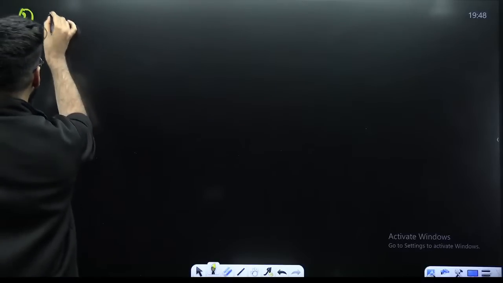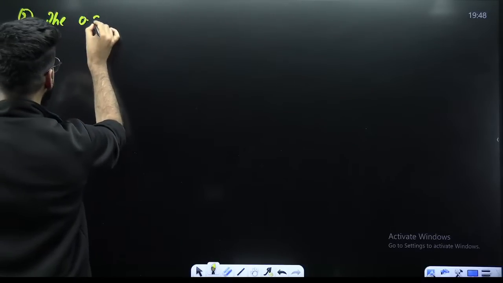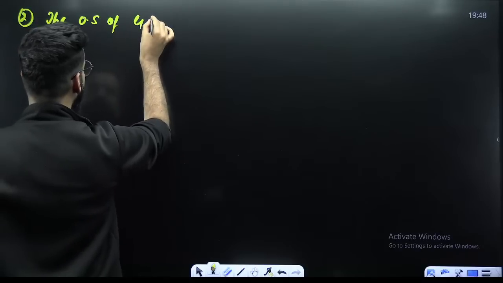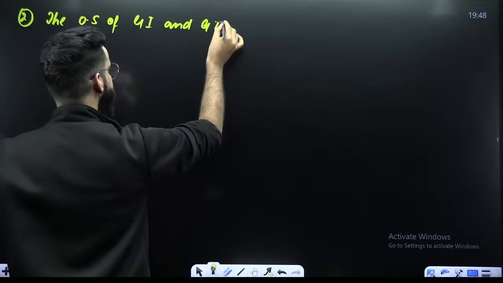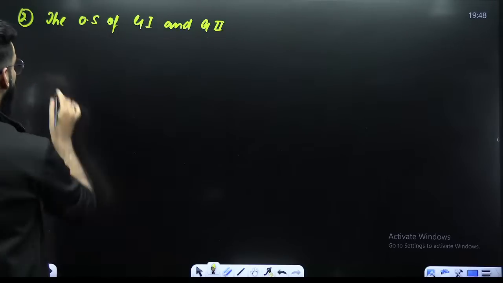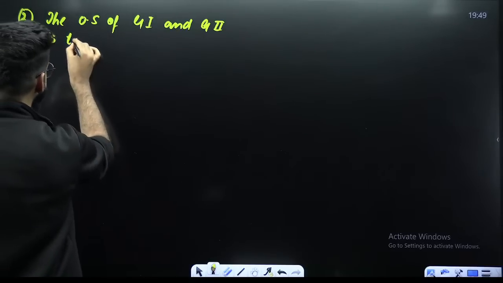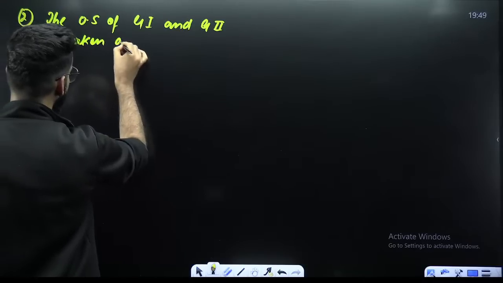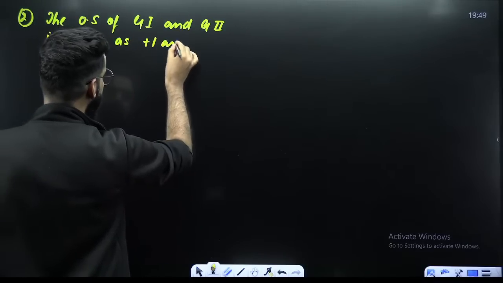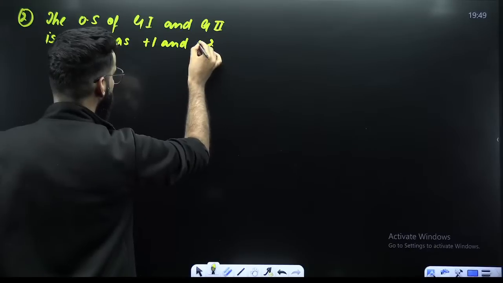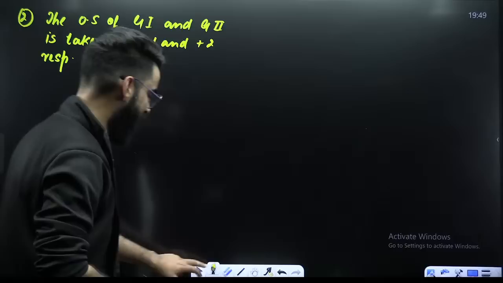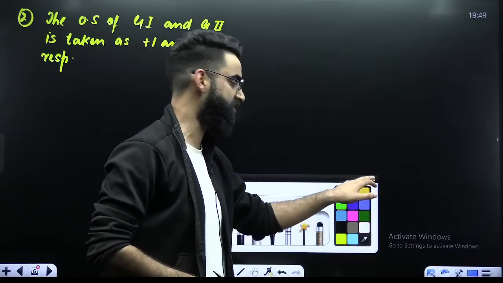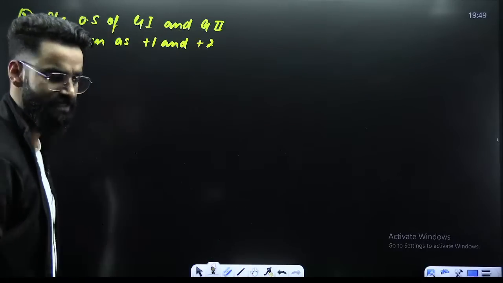My dear students, the rule number 2 says that the oxidation state of group 1 and group 2 elements is taken as +1 and +2 respectively. The oxidation state of group 1 and group 2 elements is taken as +1 and +2 respectively. Now, what are your group 1 elements?